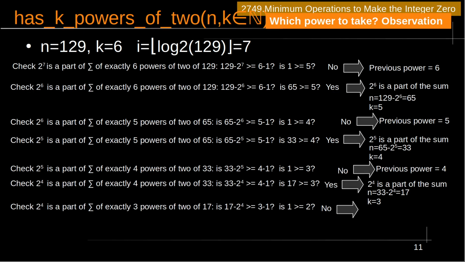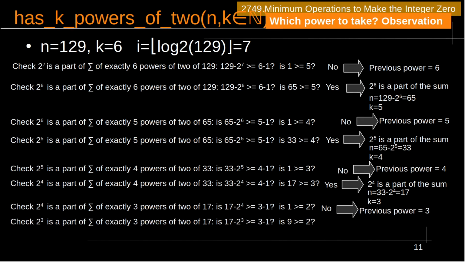Same for 2 power 4 in 17. The answer is no. We go to the previous power. Same, 2 power 3 in 17. The answer is yes here, as you see in the expression. So we have to find another power. So we have to find 2 or 4 powers now. It remains 2. So we're going to check the 2 other powers in 9.